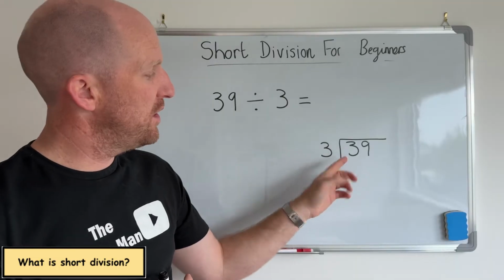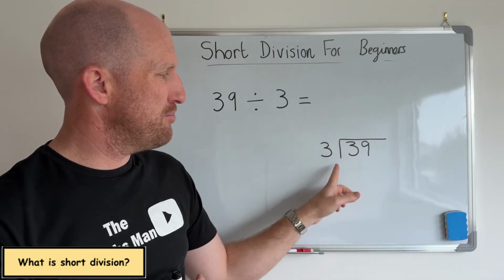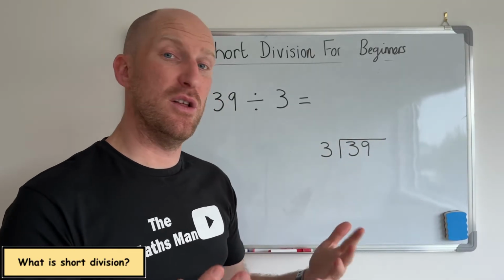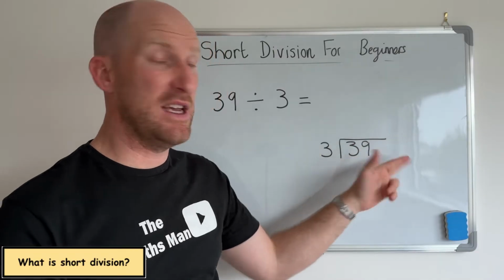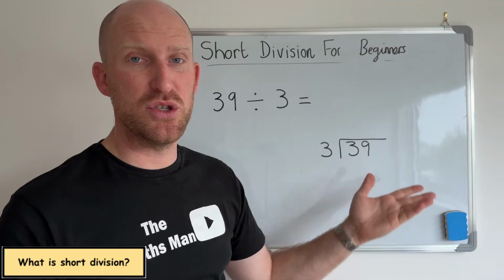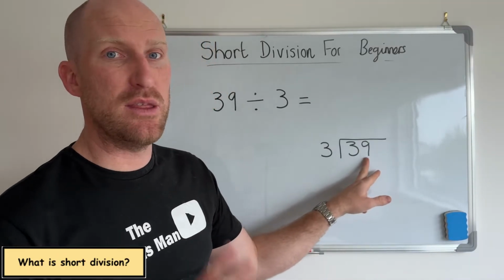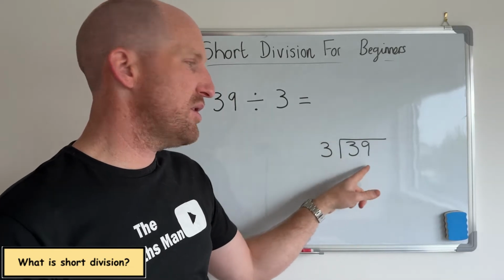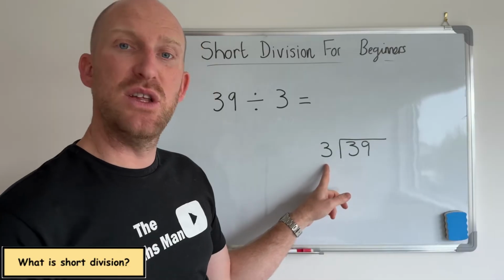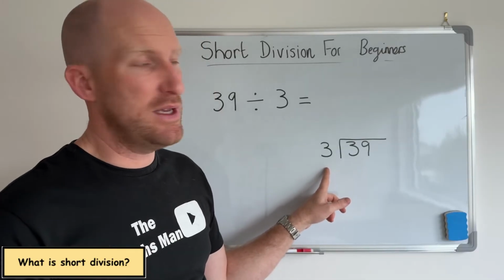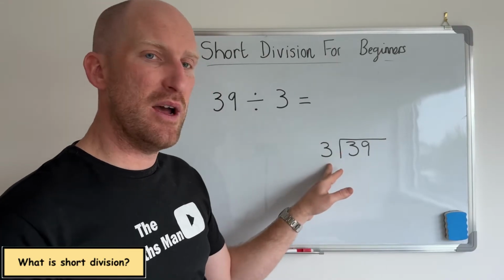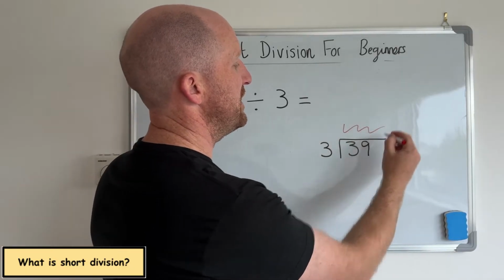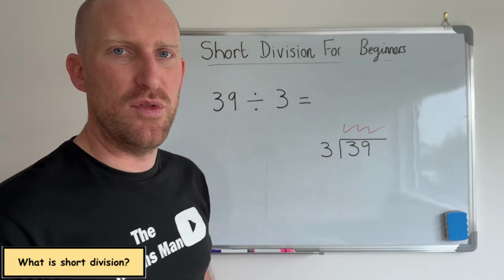Short division always has this box looking structure, and quite a lot of people call it a bus stop, or the bus stop method, because it looks like there's a number underneath a bus stop. The number that is underneath the bus stop is the number that we are dividing, so that's 39. And the number that is outside the bus stop is the number that we are dividing by. So we're doing 39 divided by 3. And when we get an answer, it goes at the top of the bus stop.